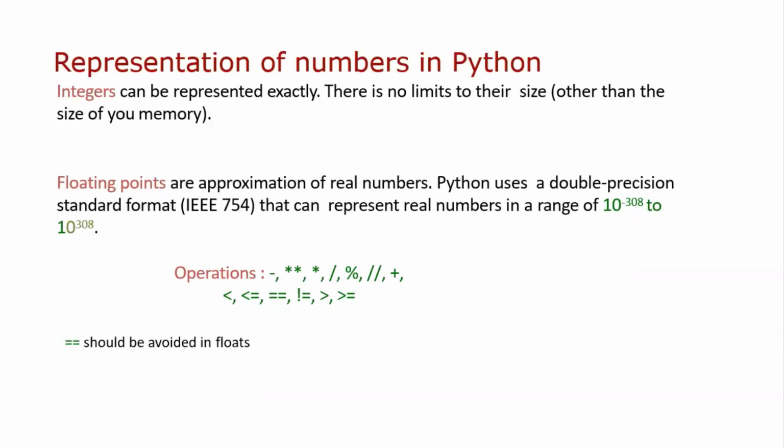The maximum number that I can get as a float in Python is what? 10 to the power 308. 2 to the power 2000 is greater than this number. What's going to happen? It's going to give me an error. The minimum number that I can get is 10 to the power minus 308. It means 0.000 with how many zeros? 308 zeros. If I use a number less than this number, what's going to happen? I will get an error. Clear, guys?